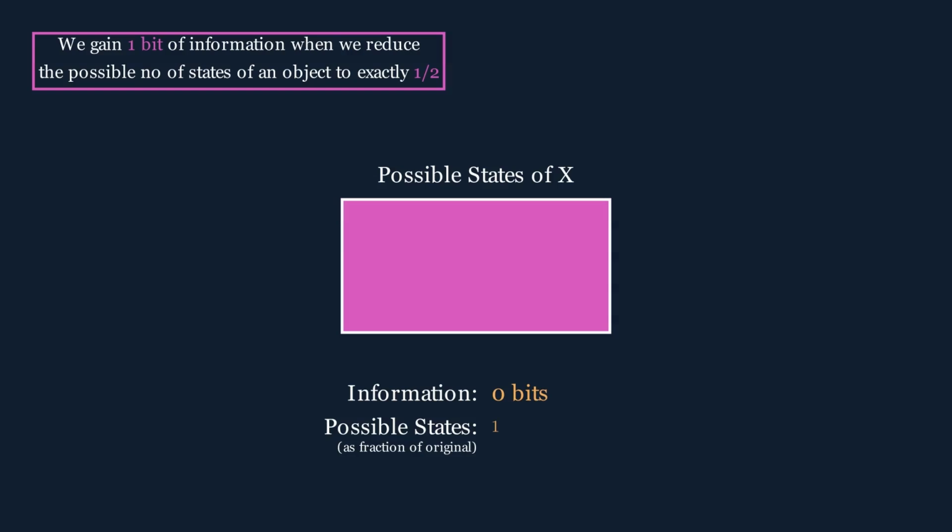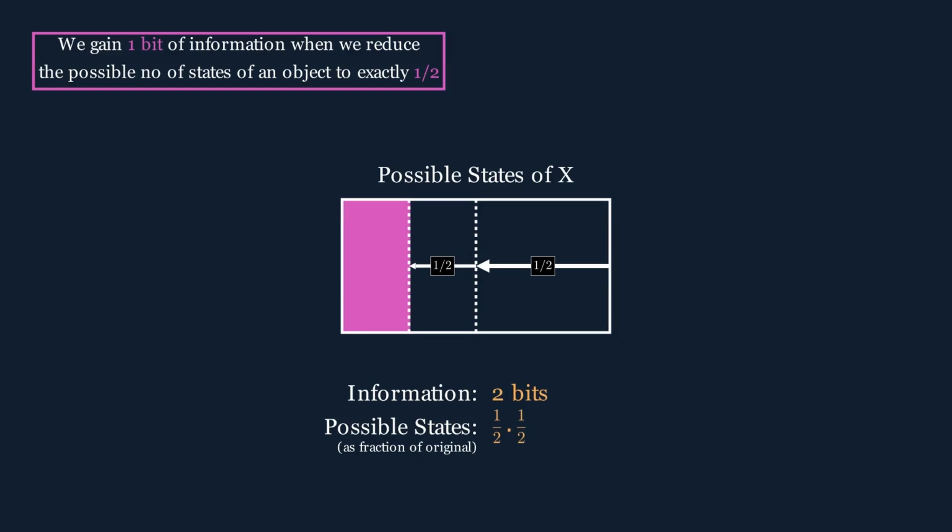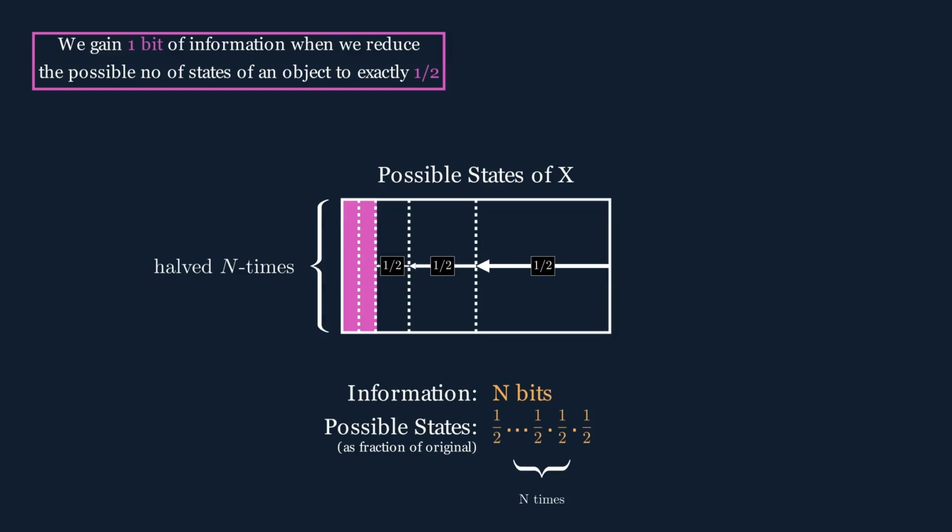If we go by our definition, we gain 1 bit of information when we reduce the possible number of states to half. Similarly, we get 1 more bit of information when we reduce the number of remaining states to half. And if we repeat this process n times, we say we get n bits of information and the possible states of x have been reduced by half n times. But wait, if we think about the states as a fraction of original, isn't that just what the probability of an outcome of x is?